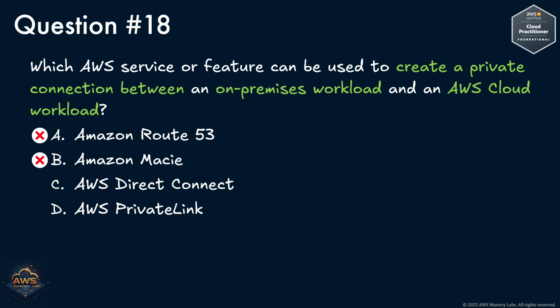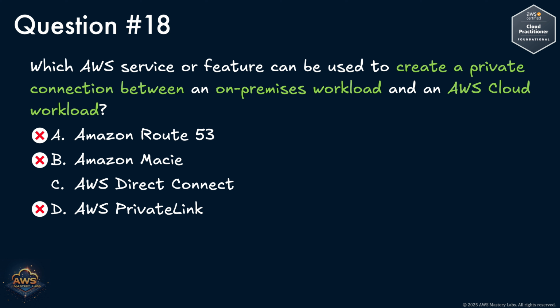Option B, Amazon Macie. Amazon Macie is a data security and privacy service that uses machine learning to discover, classify, and protect sensitive data in AWS, particularly within Amazon S3. It has no networking function and cannot establish or manage private connections. Incorrect, because Macie is for data classification and security, not networking or connectivity.